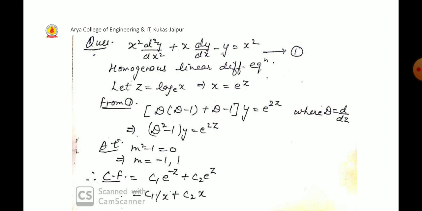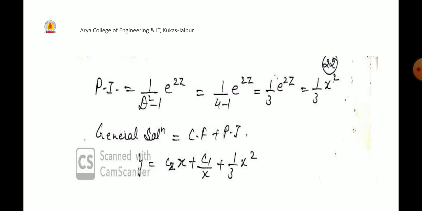CF is c1 e to the power minus z plus c2 e to the power z, which is c1 upon x plus c2 x. Here PI is 1 upon D square minus 1 e to the power 2z, which is equal to 1 upon 4 minus 1 e to the power 2z, which is equal to 1 upon 3 e to the power 2z, and which is equal to 1 upon 3 x square. General solution is CF plus PI, and y is equal to c2 x plus c1 upon x plus 1 upon 3 x square.